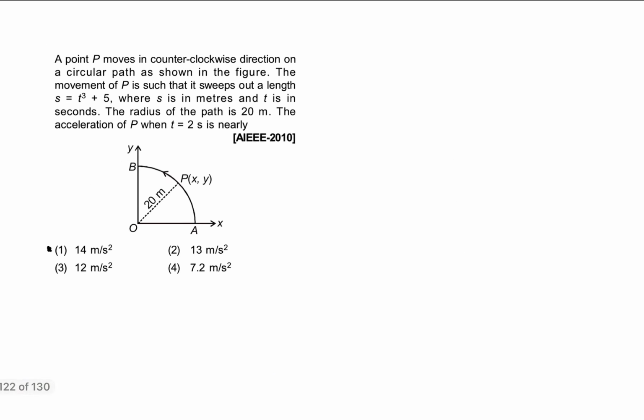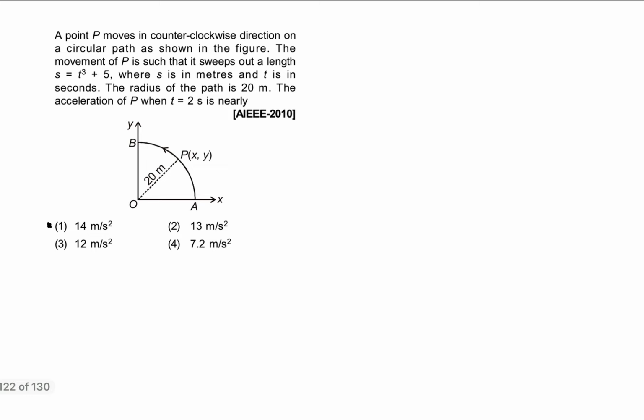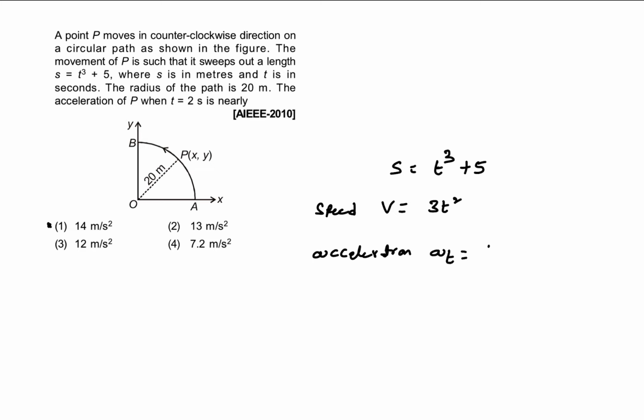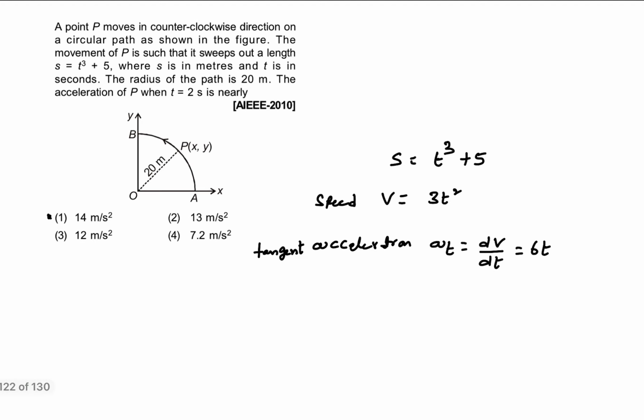Next question: a point P moves in a counterclockwise direction on a circular path as shown in the figure. The movement of P is such that it sweeps out a length s equal to t cube plus 5. The distance is given, s is equal to t cube plus 5. You differentiate that, you will get speed. Speed is equal to 3t square, and if you want you can write acceleration also. The acceleration is tangential acceleration, that is dv by dt, you will get 6t.